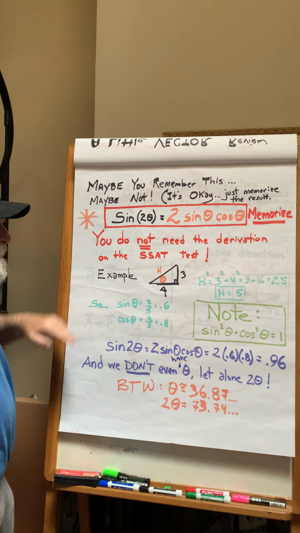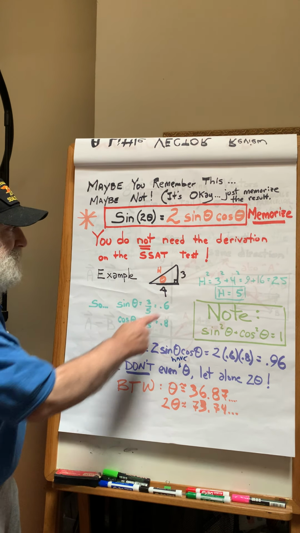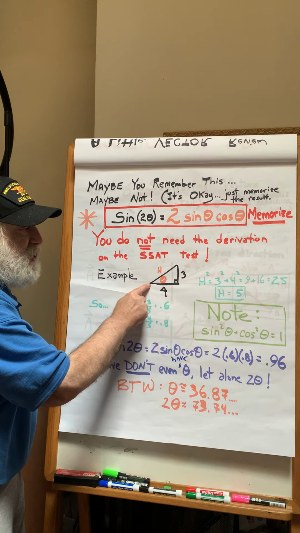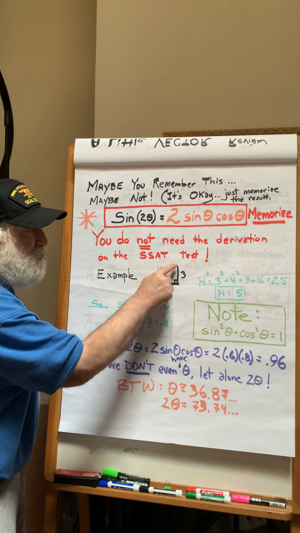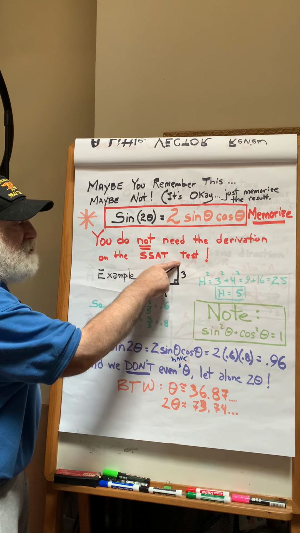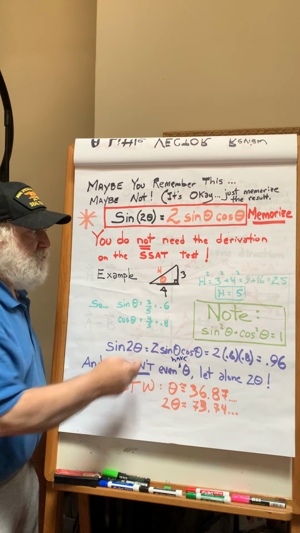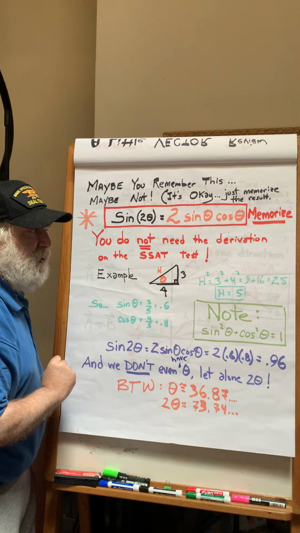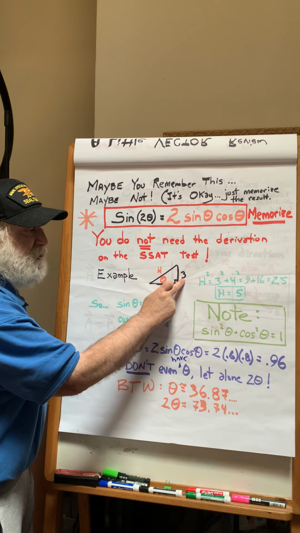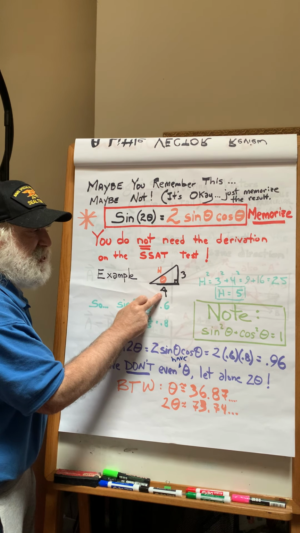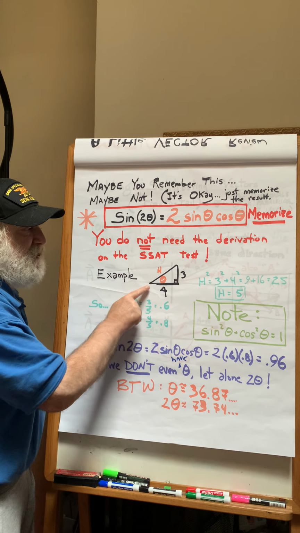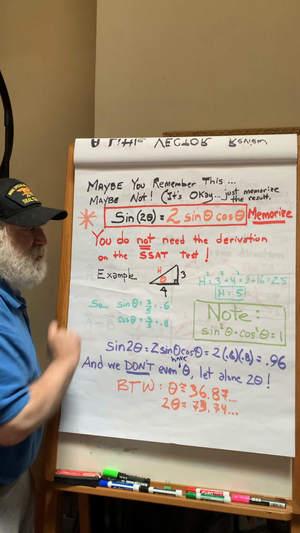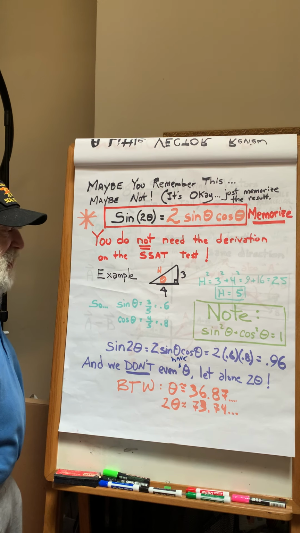So here's an example. It's a triangle that's right with the angle theta here, and the sides are 3 and 4. What is the hypotenuse? Maybe you remember the famous 3-4-5 triangle, but 3 squared is 9, 4 squared is 16. Add 9 and 16 together and get 25. That's what this squared is. The square root of 25 is 5.